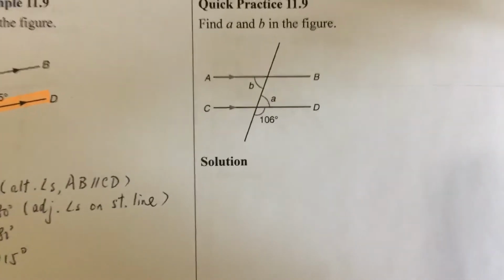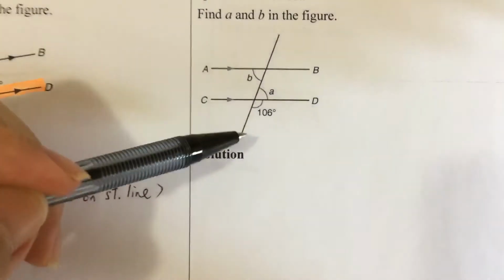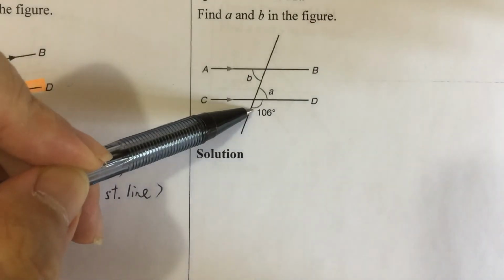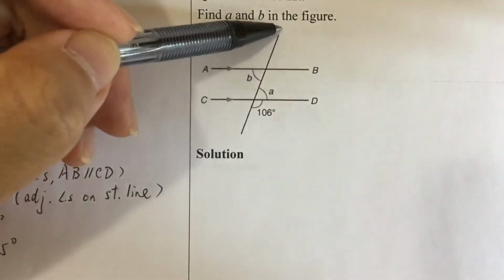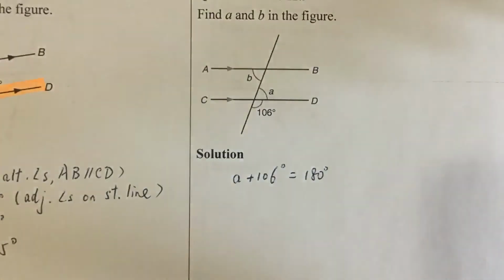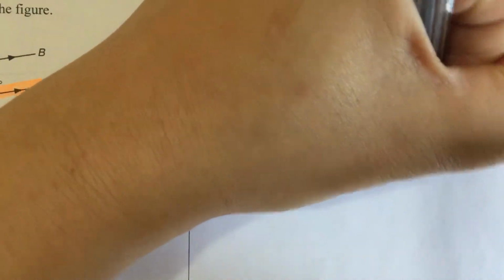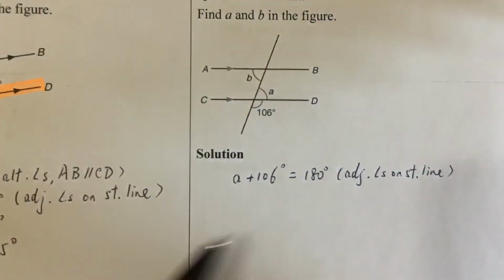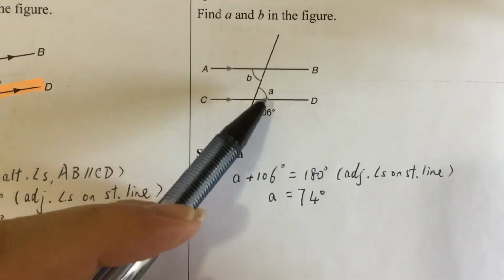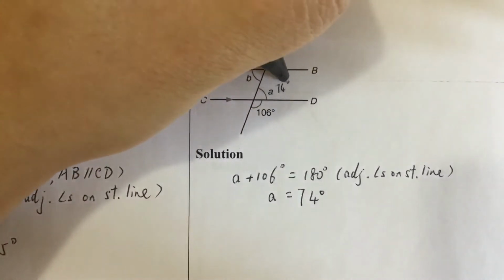Okay, now look at this. We are going to find a and b. Obviously, you can see a and 106 degrees are on a straight line. So why don't we use adjacent angles on a straight line immediately? a plus 106 degrees equals 180 degrees. So this one is called adjacent angles on a straight line. We can solve the problem: a will equal 74 degrees immediately, and we can write down 74 here.